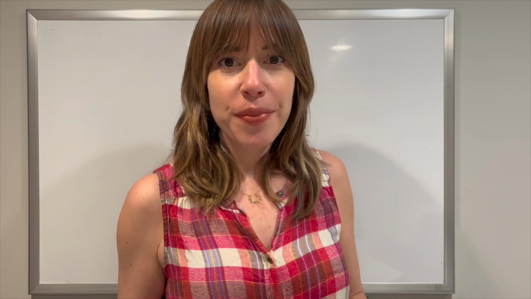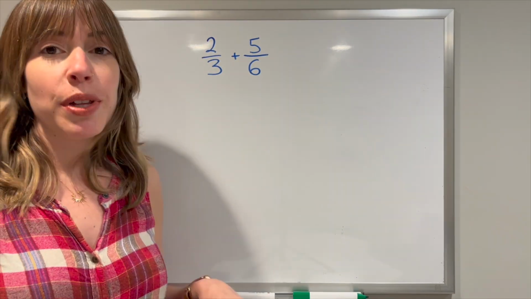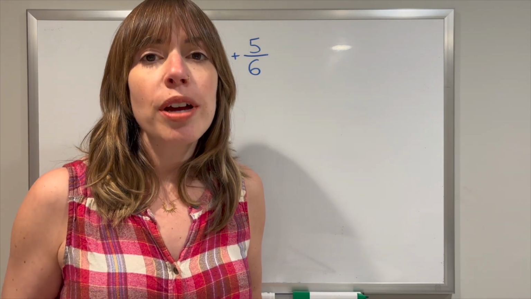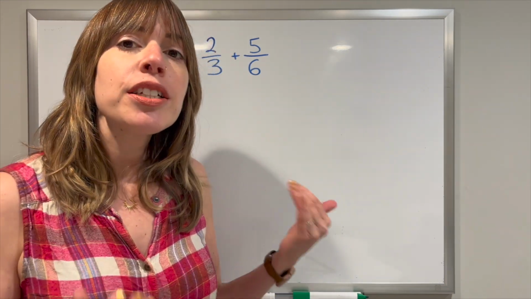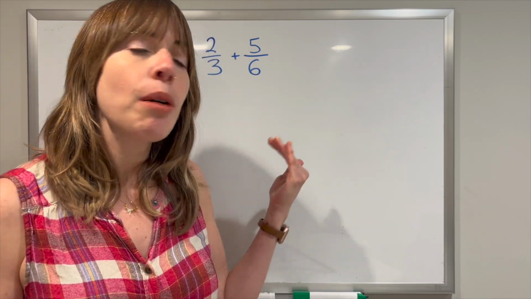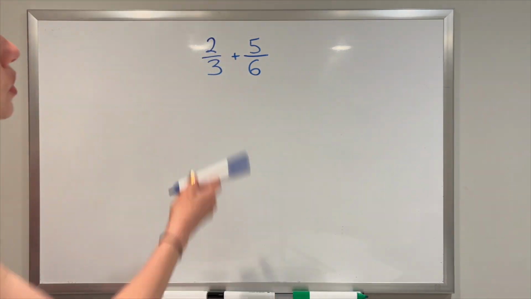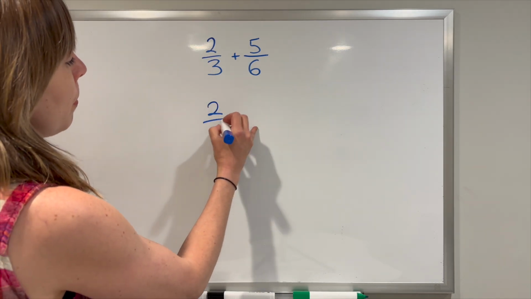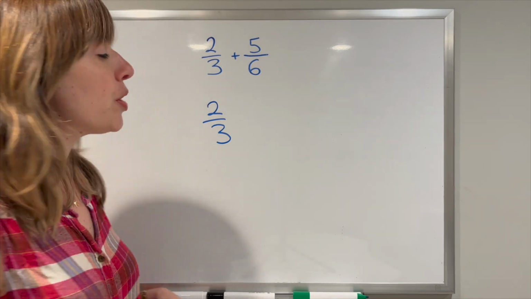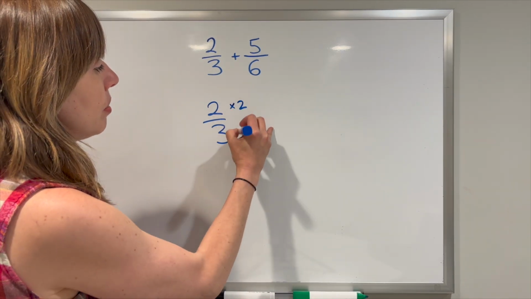Here's an example. Your child is asked to add 2/3 plus 5/6, but they can't add these fractions as they are because they don't have the same denominator. So they need to convert one of the fractions into an equivalent fraction that uses the same denominator as the other one. So I'm going to take 2/3 and convert it into sixths. Now, sometimes kids learn in school to do this.